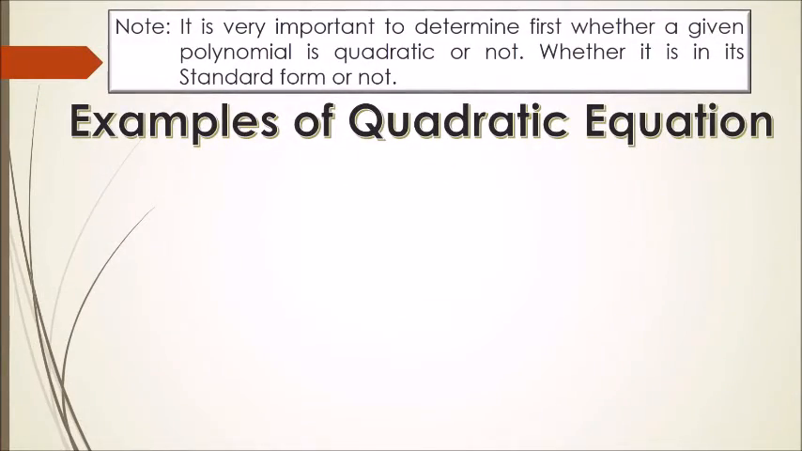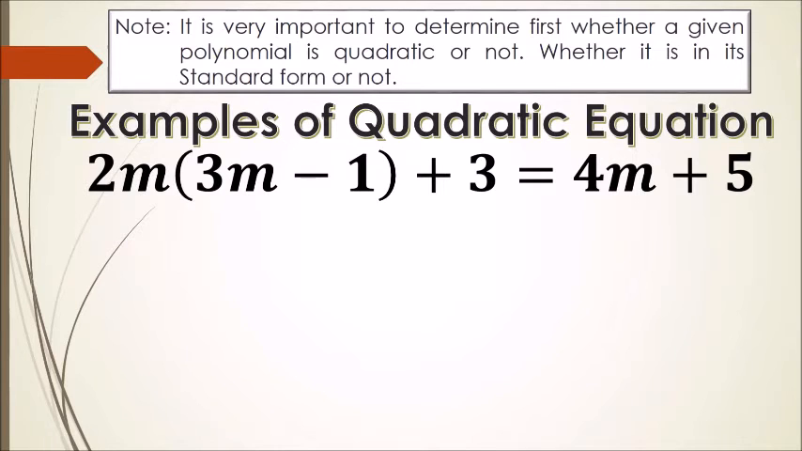Another example. Meron tayo nito. 2m multiplied by the binomial 3m minus 1 plus 3 is equal to 4m plus 5. Sa unang tingin, wala tayong makikitang exponent na 2 at hindi rin siya nakaayos sa kanyang standard form.